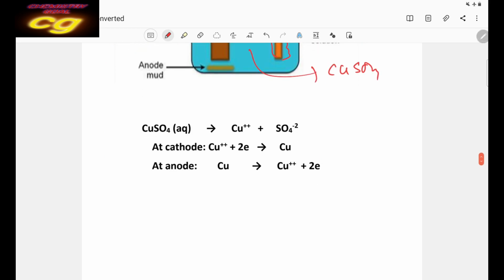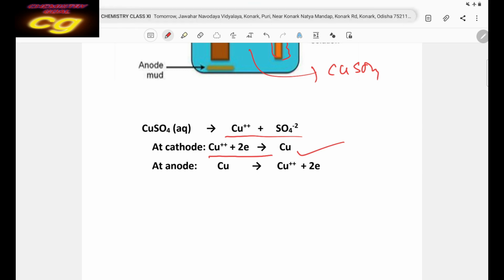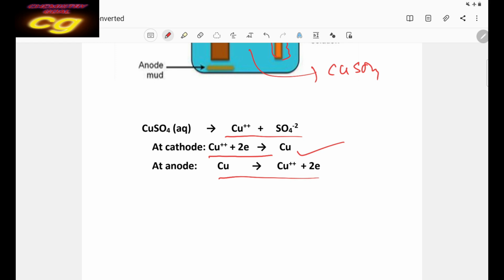This is the reaction. First, copper sulfate dissociates into copper ions and sulfate ions. Then at the cathode, copper is deposited in the form of solid copper, but at the anode, the copper ionizes to copper ions. So at the anode, copper ions are produced, and at the cathode, copper is deposited. So on one side the thickness of the anode decreases, and at the cathode the thickness increases.